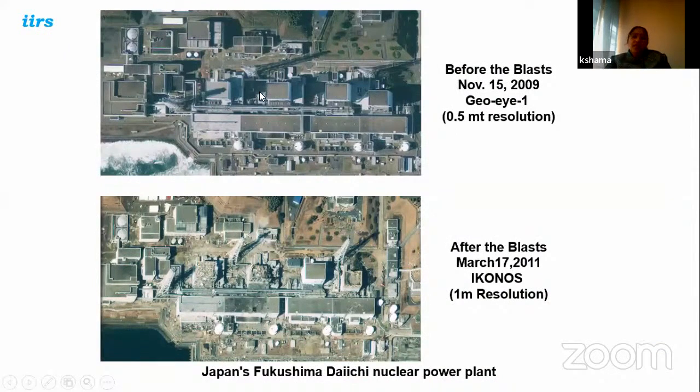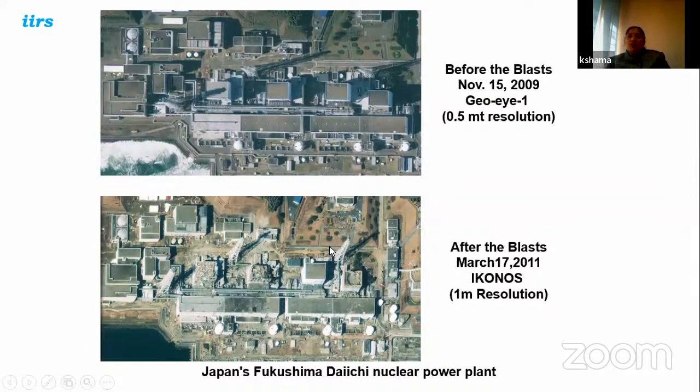Now, if you look at this total image, remote sensing imagery is also one of the major tools for change detection or monitoring of features. For example, I am showing you one image of Japan's Fukushima Daiichi nuclear power plant. It was taken in 2009, and this one was taken after the blast. So you can see the damage in the area.